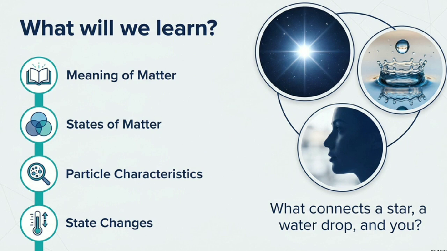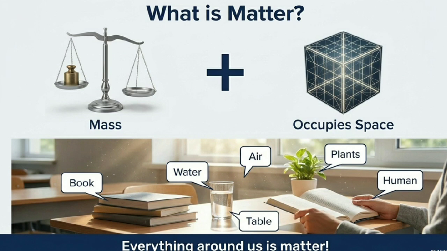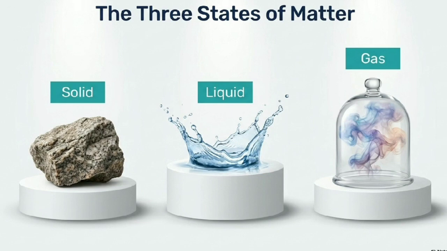Everything we see around us, such as air, water, books, chairs, trees, animals, and even our own body, is made of matter. In this chapter, we will learn what matter is, how it behaves, and why it exists in different forms, such as solids, liquids, and gases.